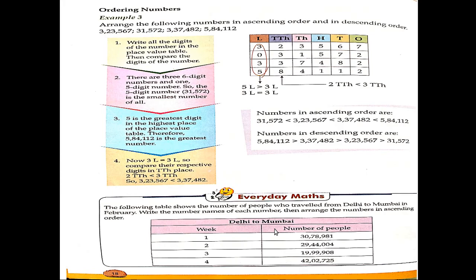Next we are going to learn ordering numbers. See, ordering numbers means we have to arrange the numbers according to their place value. Then we have to see their ascending and descending order, and we can write from smaller to bigger or bigger to smaller in their ascending or descending method. Let us see some examples.